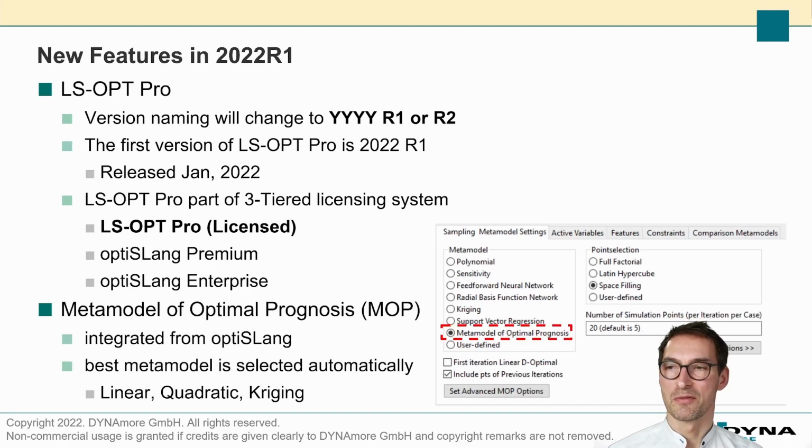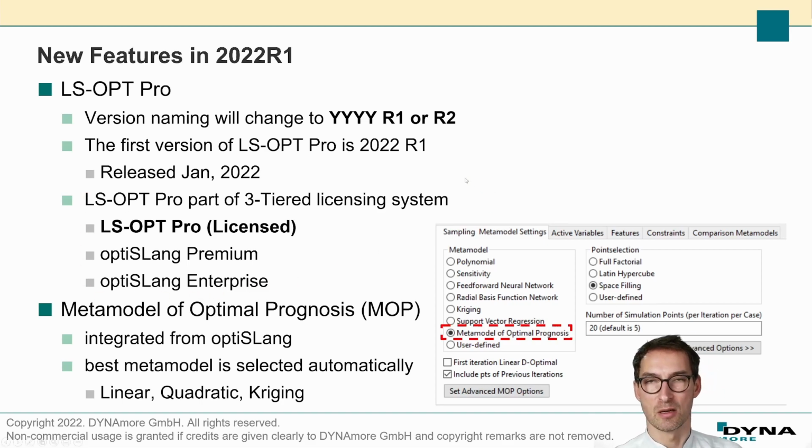Let's talk about a few features of LS-OPT. Since LS took over, there are quite a few changes to this one. Of course, LS-OPT development goes on, but I think the most important part is first of all the release intervals. There will be two releases every year, R1 and R2. The first R1 release was in 2022, and the next one will probably be in June, July.